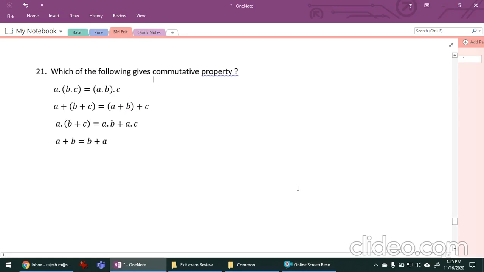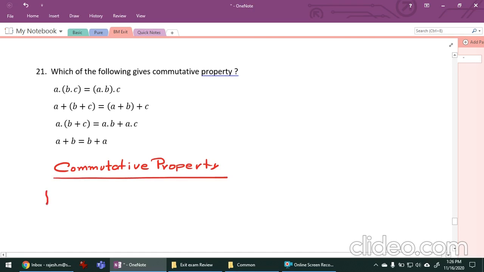Question number 21 is, which of the following gives commutative property? So you should remember this term. What is this commutative property? Commutative property. Property means rule. First we will write the commutative property for addition. See, this is the rule. A plus B equal to B plus A. This rule is called commutative property for addition.